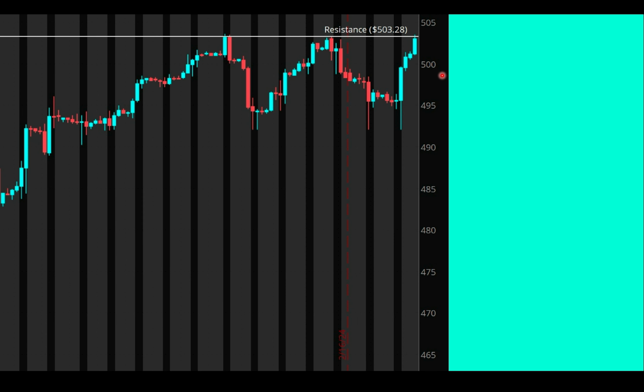Before we actually get into a live chart, guys, I just want to go over specifically what resistance and support levels even mean to the T, with the real definition behind them, before we dive into a live chart to show you how to find these on your own without using me.